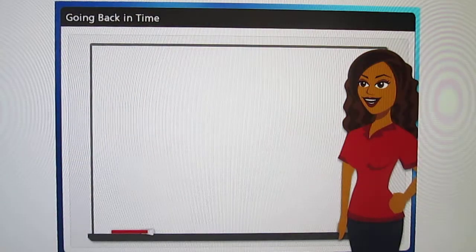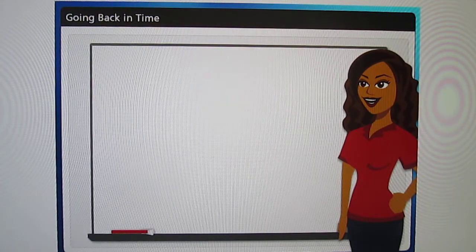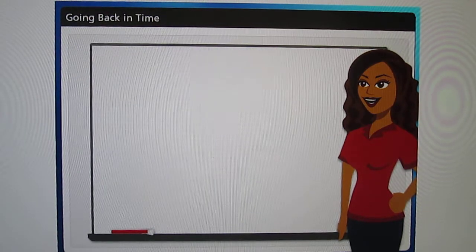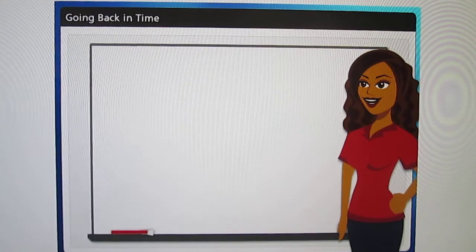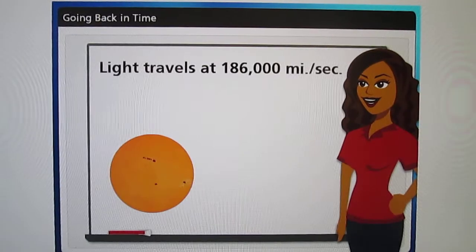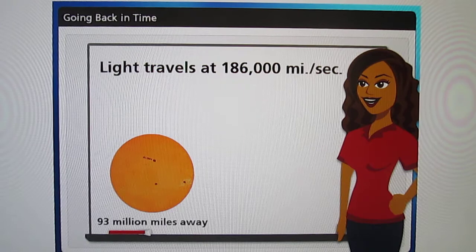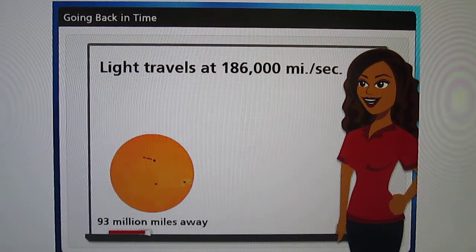The first importance of light and light speed is to understand that when we look out at the cosmos, we are actually looking back in time. For example, light, or rather electromagnetic radiation, travels at the finite speed of 186,000 miles per second, and our Sun is 93 million miles away.